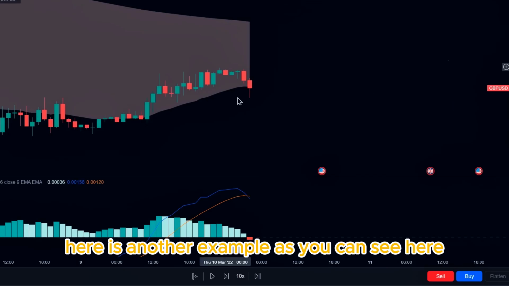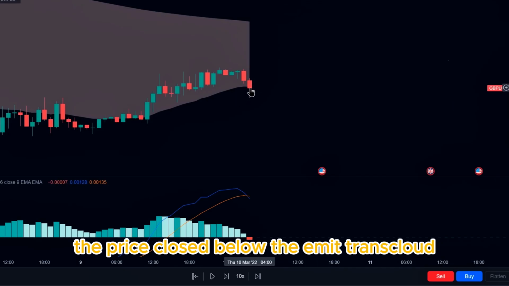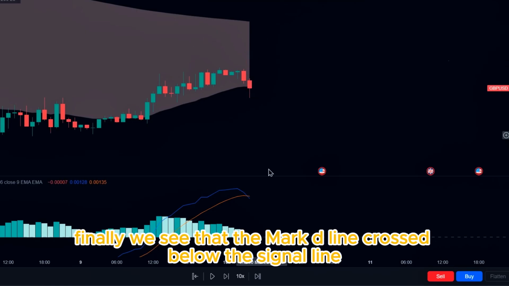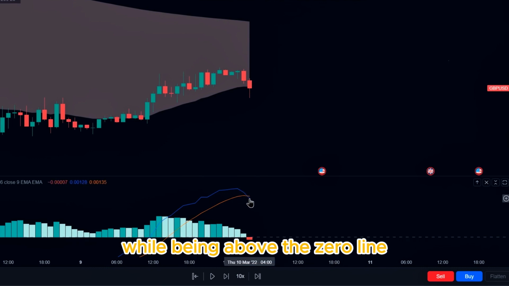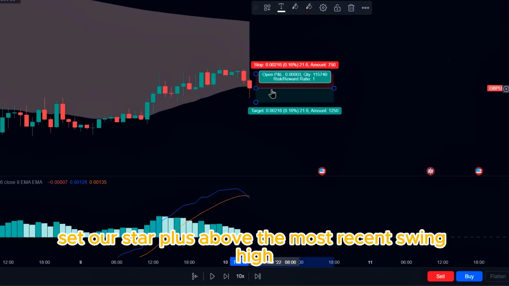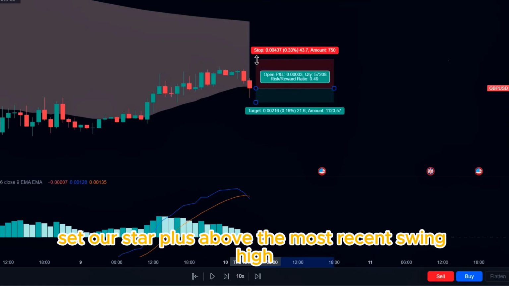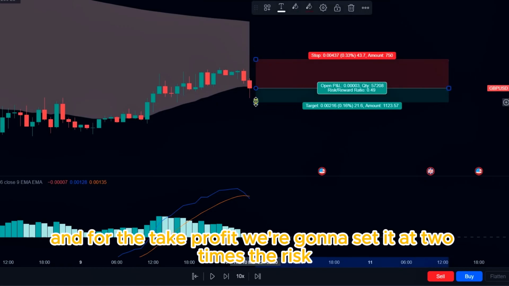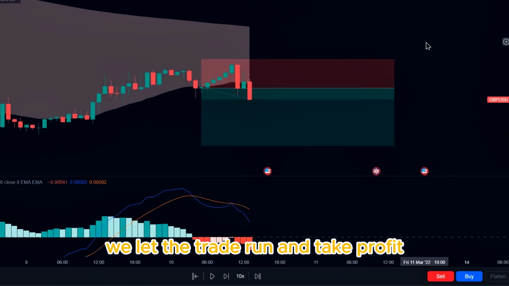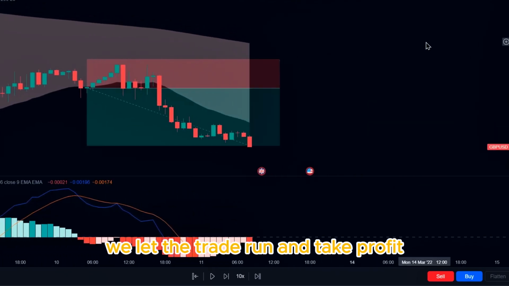Here is another example. As we can see here, the price closed below the EMA trend cloud without touching the top of the cloud. Finally, we see that the MACD line crossed below the signal line while being above the zero line. We're going to enter a short trade here, set our stop loss above the most recent swing high, and for the take profit, we're going to set it at 2 times the risk. We let the trade run and take profit.